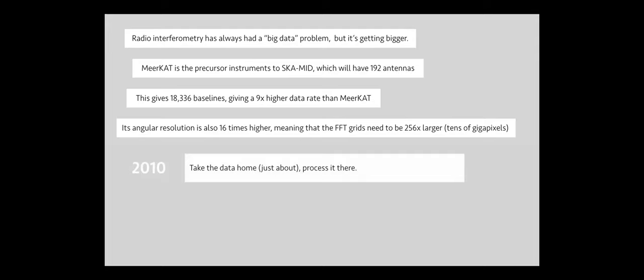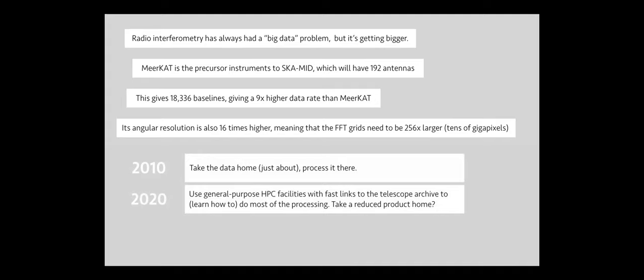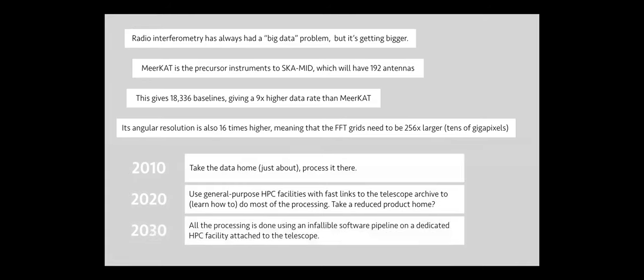So we're going from this regime where, in 2010, I could just about take the data home and process it. In 2020, I have to make use of general purpose HPC facilities, such as the CHPC and IDEA, each of which are situated in South Africa with fast links to the telescope. I'm using these to essentially do most of the processing and take home a reduced data product to go and write nice papers on.